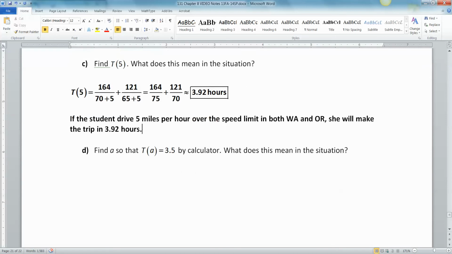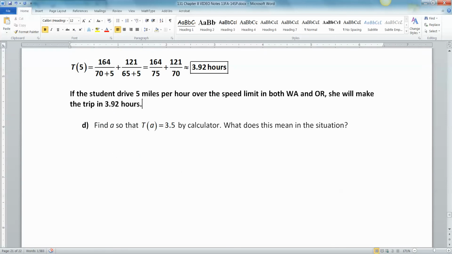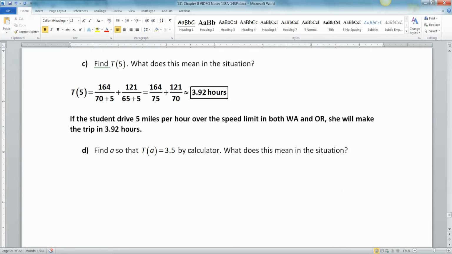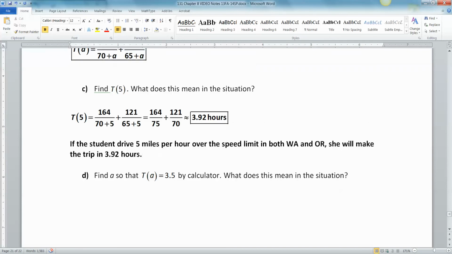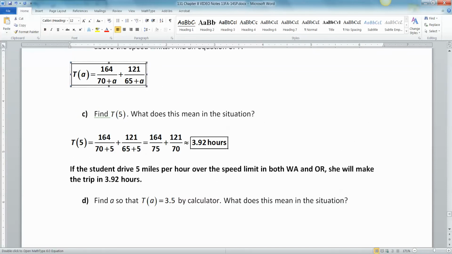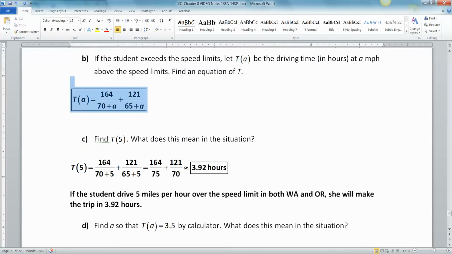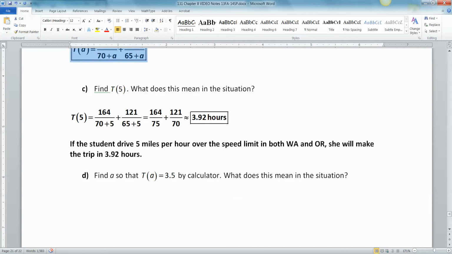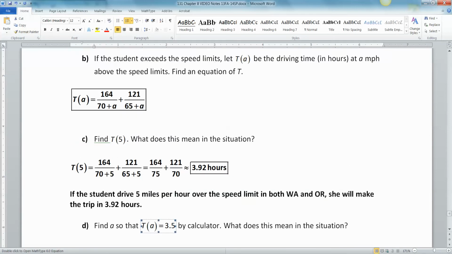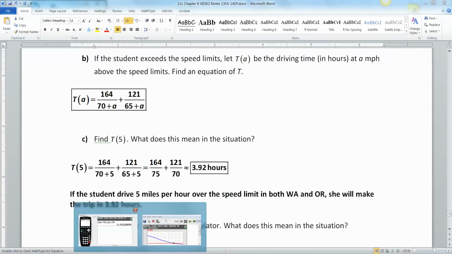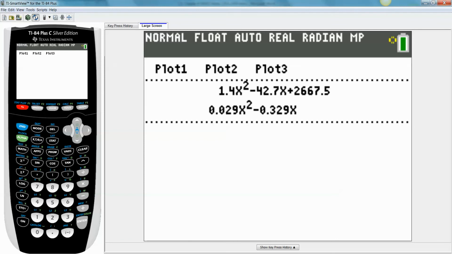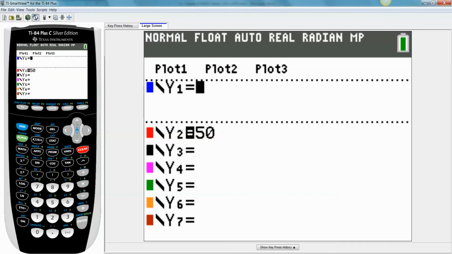Now we're going to find A so that T of A is equal to 3.5 by calculator and figure out what that means. All right, well, we have our function right here for part B for what T of A is. And what I want to do is I want to set it equal to 3.5 with my calculator. So I'm going to go grab my calculator. I'm going to go to y equals. I'm going to clear out this old function in here.